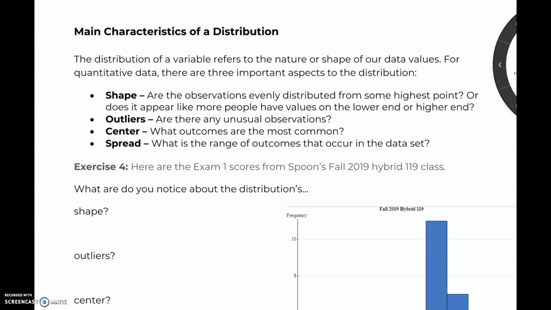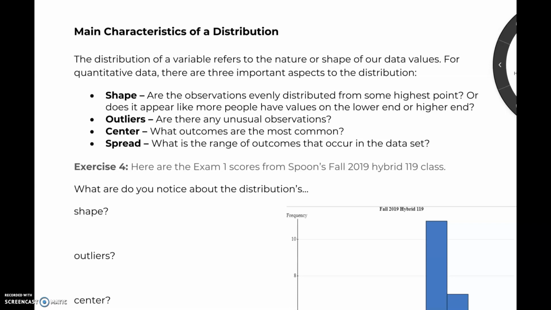Are they evenly distributed? Is it symmetric? Do we have kind of a long tail on one side, either on the higher end or on the lower end? And so on. Is it U-shaped? Is it rectangular shaped? What does the shape look like? Then we look at, are there any outliers? So outliers again are values that are far from other values. So if the bulk of our values are on the higher end, then we're going to look on the lower end to see if there's an unusual value.